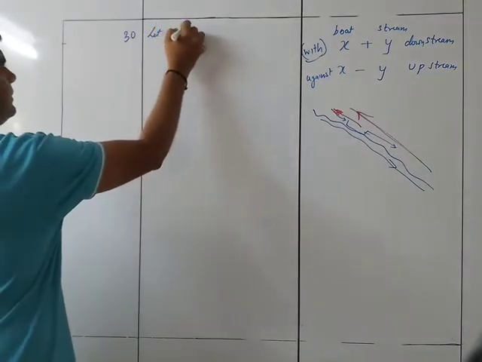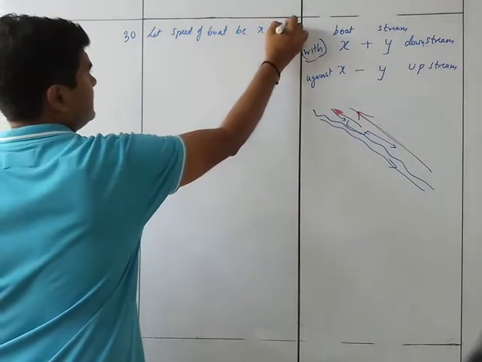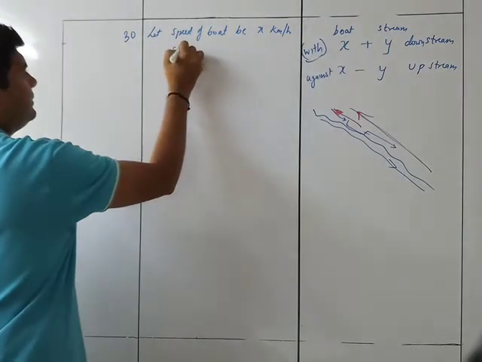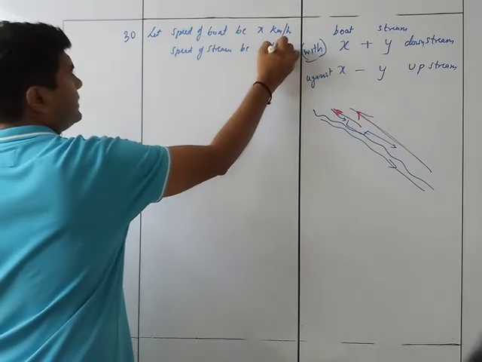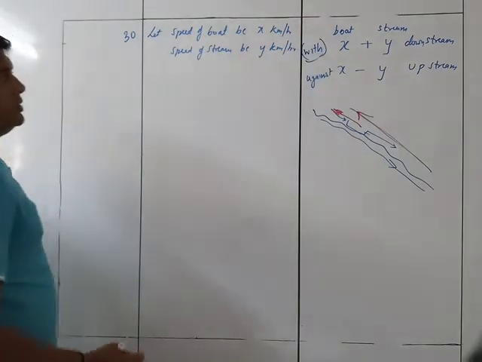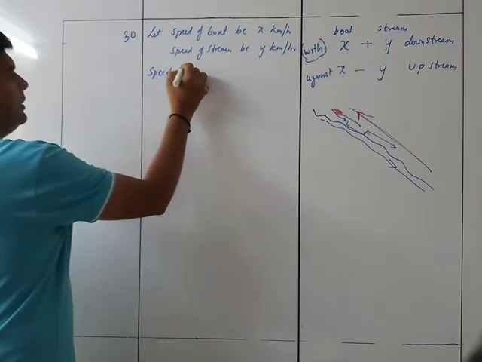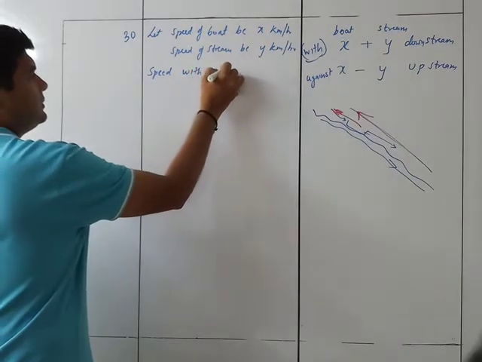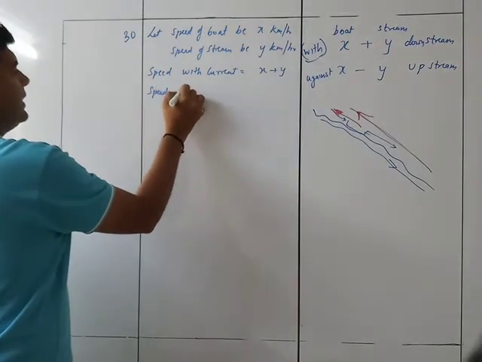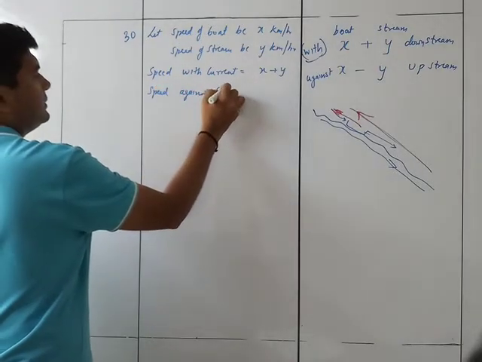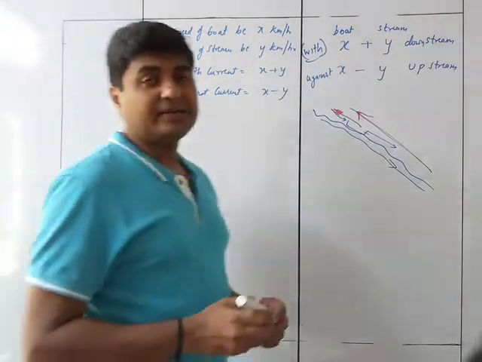Let the speed of the boat be x kilometer per hour and the speed of the stream be y kilometer per hour. So you can see that the speed with current is equal to x plus y, and the speed against current is equal to x minus y. Did you understand the concept over here?